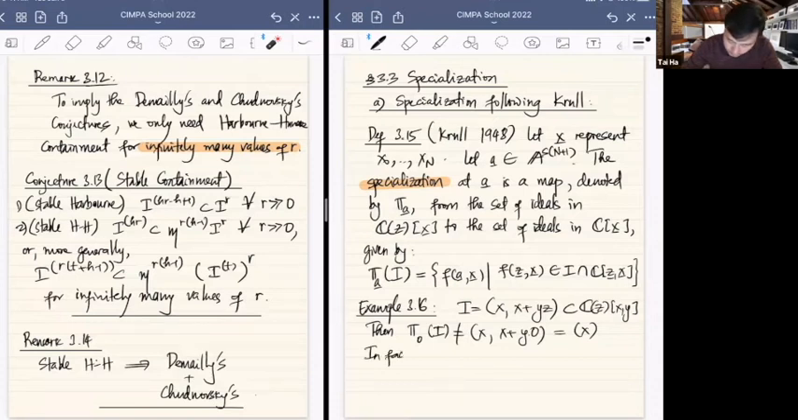In fact, the correct answer for this ideal I, as you will see, is that because I did create this extra x for no reason, I can just forget about this x and think about this as well, maybe that is not even the case. So let me just tell you what pi zero of I should be. It should be x and y.